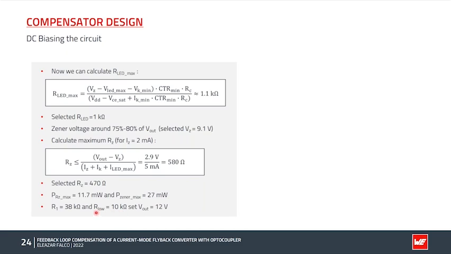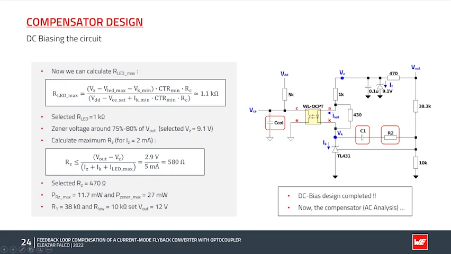We set the output resistor to 10 kilo ohm, and then the other divider resistor calculates to be around 38 kilo ohm. The DC bias design is now completed, and we can move on now to design the compensator with the components which are still waiting to be calculated. And these are C1, R2, and the external collector emitter capacitance C-core.